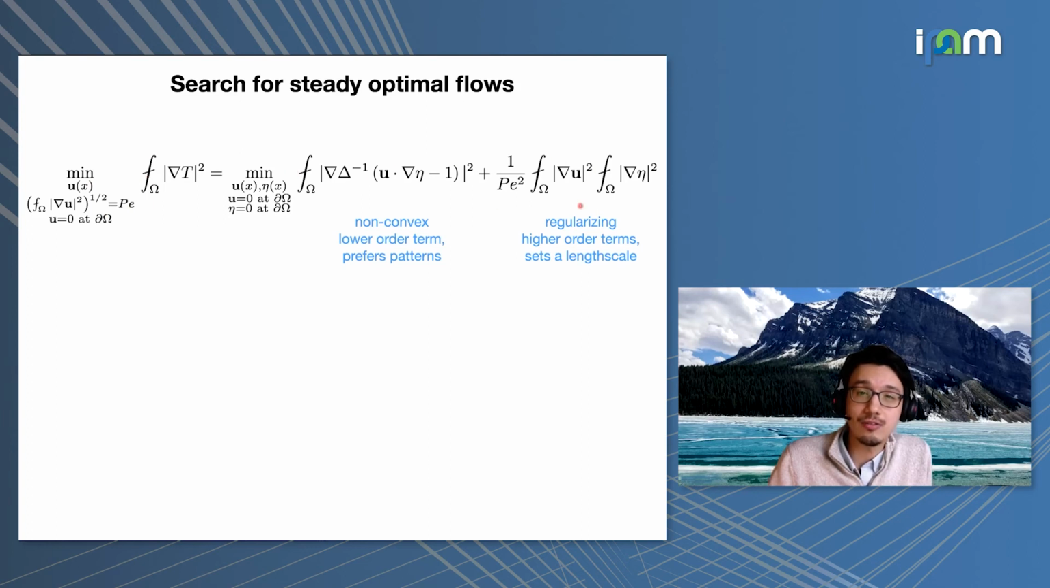solving this kind of variational problem, which has a non-convex lower order term which prefers patterns and has a regularizing higher order term which certainly knows about the Peclet number. And as Peclet goes to infinity, this term gets washed out and you're driven to respect the behavior of this lowest order term. But it's really the balance between these that's going to set up the actual chosen pattern.